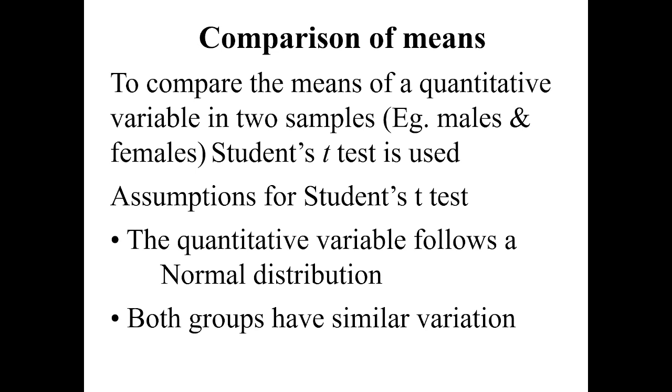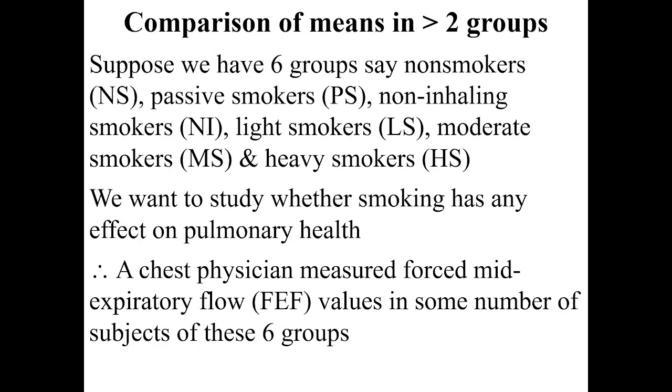One, the quantitative variable that is being tested for significance follows a normal distribution, and two, the variable that you are considering in both groups should have similar variation. Now, what happens if you have more than two groups? With two groups, fine, you have a test called Student's T-test, you arrive at a ratio and then compare it and take a decision.